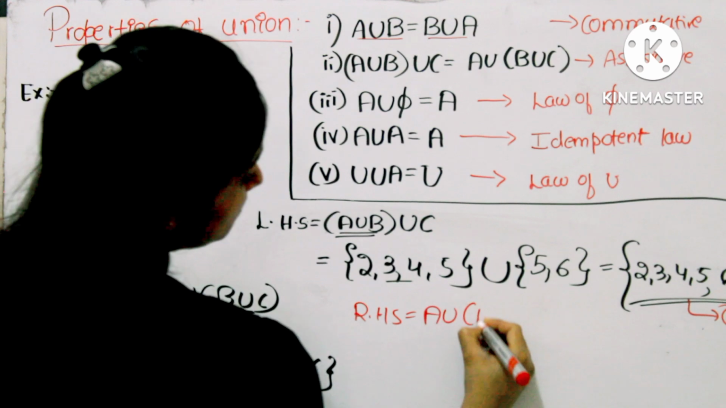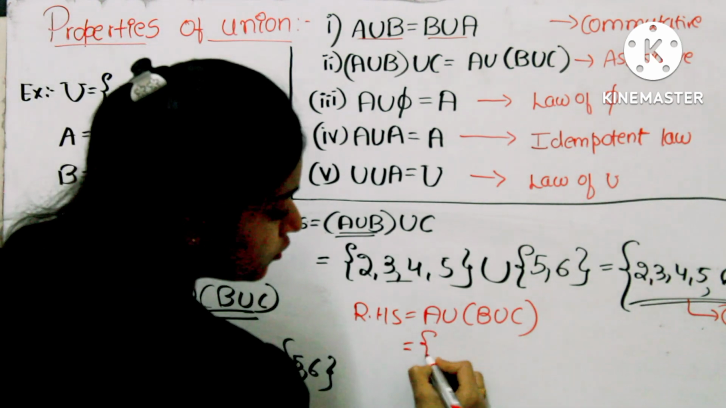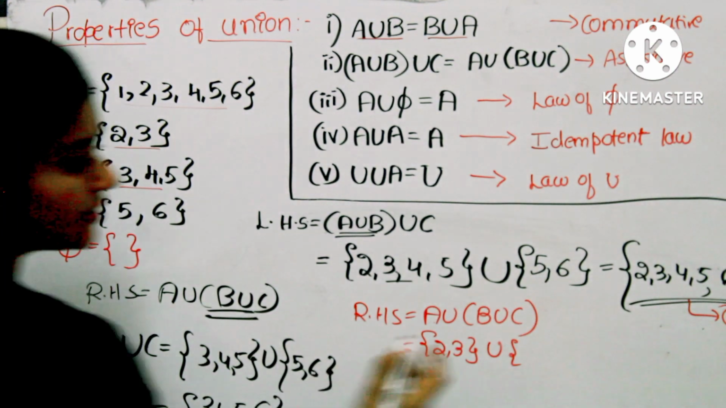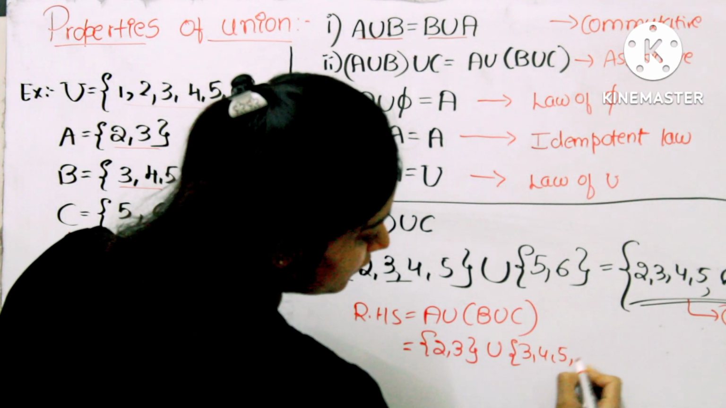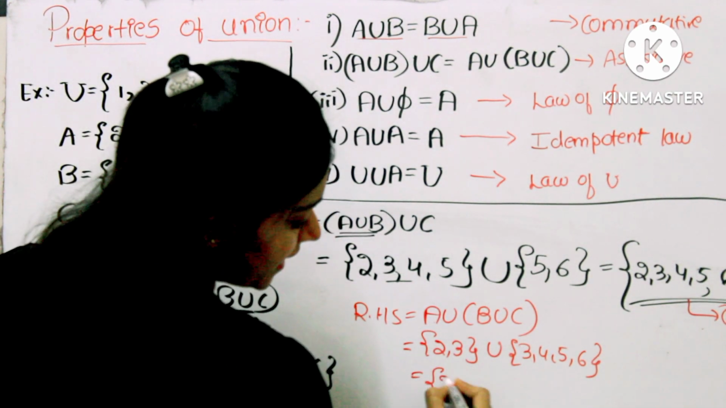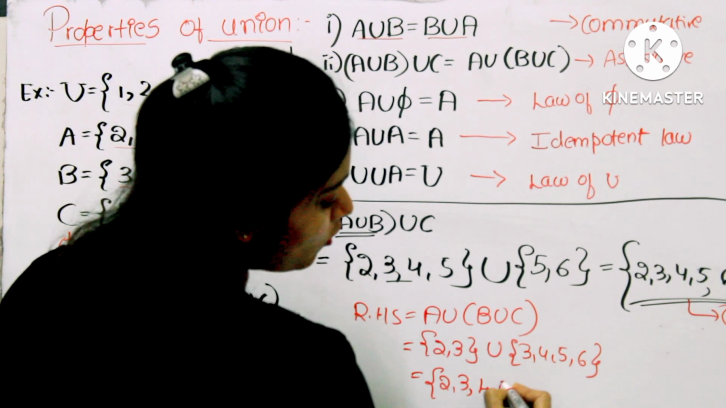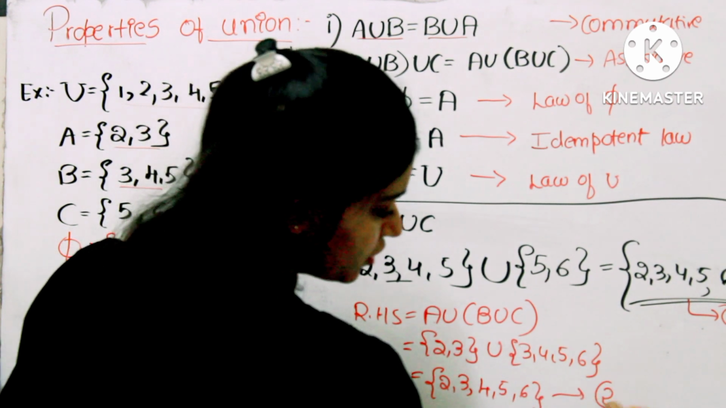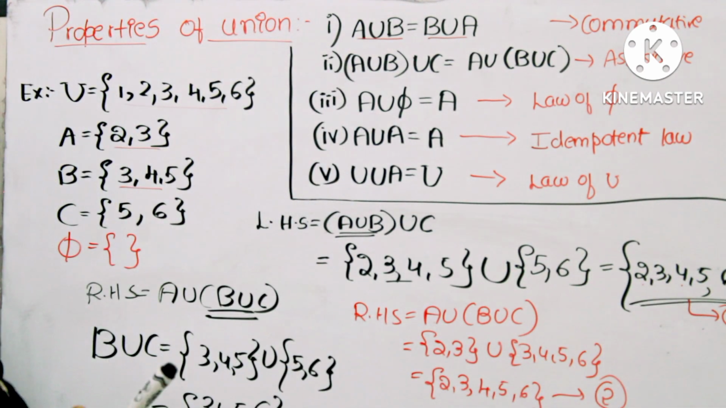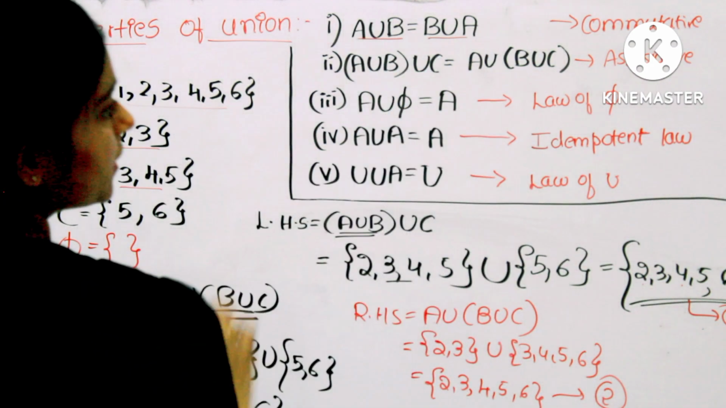A union B union C. So we have to write A, which is 2, 3, union B union C, which is 3, 4, 5, 6. So what is the union of this? First you should write 2, 3 as it is. Then 3 is already written, no need of writing again. Then what is remaining? 4, 5, 6. So this is equation 2. Now compare this. 2, 3, 4, 5, 6 and 2, 3, 4, 5, 6. So this is equal. So LHS equal to RHS means the associative property also holds.